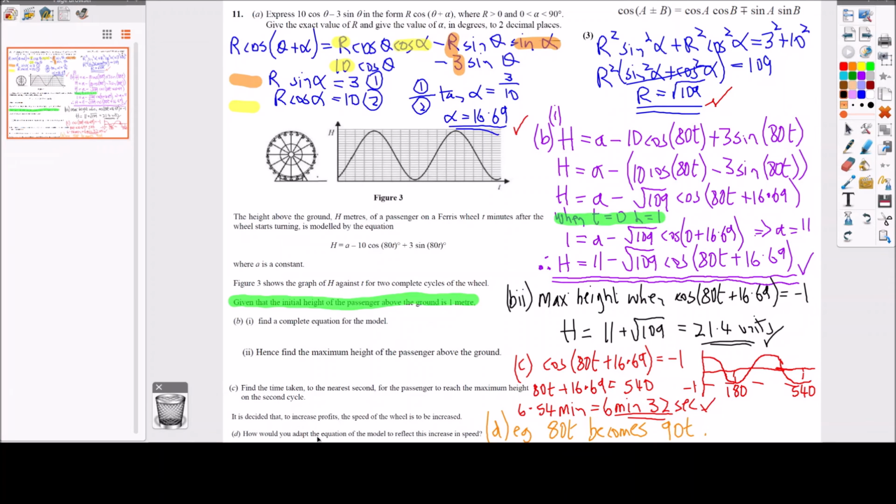Now for part D, how would you adapt the equation of the model to reflect the increase in speed? So it's decided to increase profits, so the speed of the wheel is to be increased. To increase the speed of the wheel, we just need to increase the coefficient of t. So that 80 could become 90, for example. So anything where you're saying the coefficient of t needs to increase, that will increase the speed.